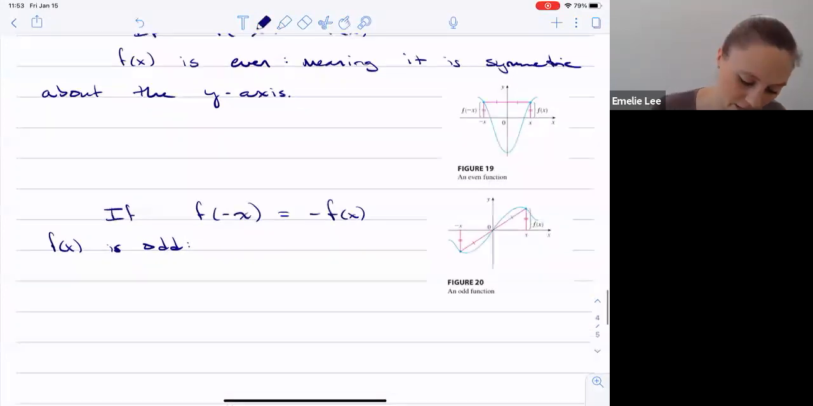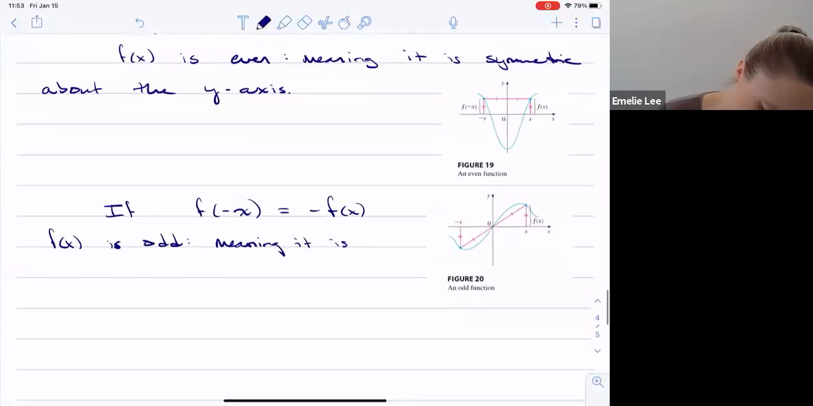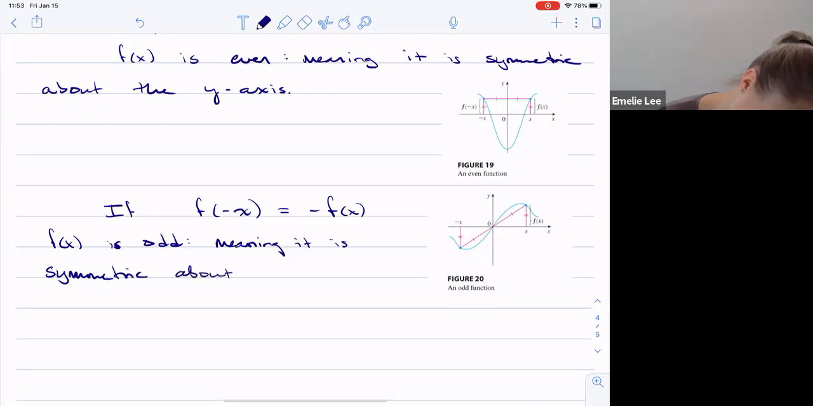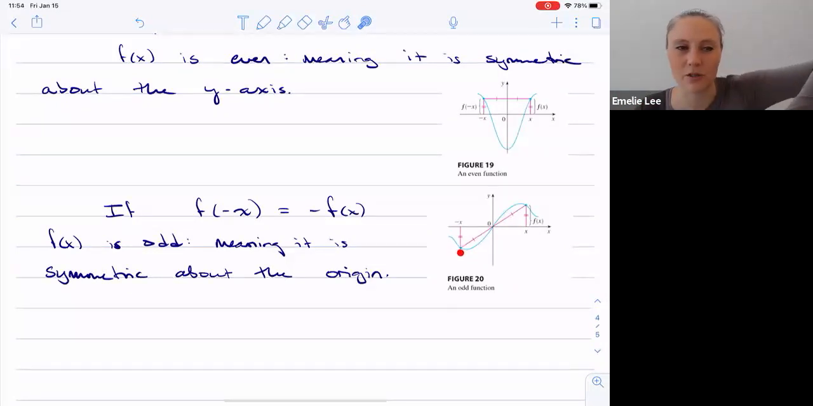Okay. F of x is odd, meaning it is symmetric about the origin. And for me, I always kind of have a hard time thinking about that. So symmetric about the y-axis, fine, on board, right? But here, if you have an odd function, then it just kind of looks like this. And then it just kind of swings around at the origin and is symmetric that way.